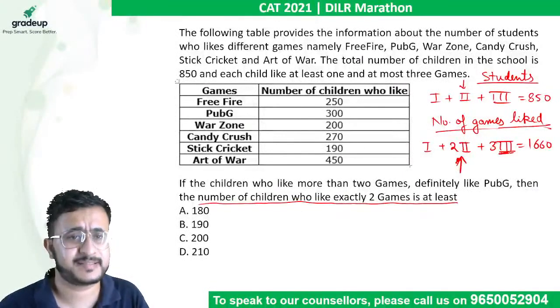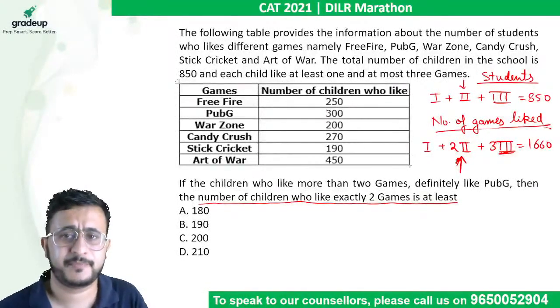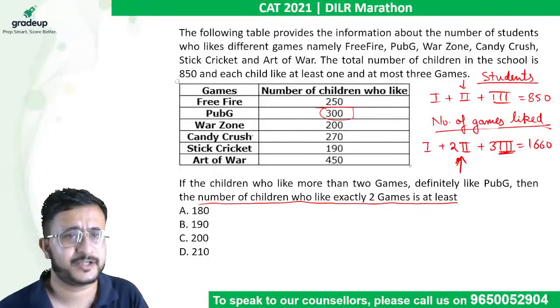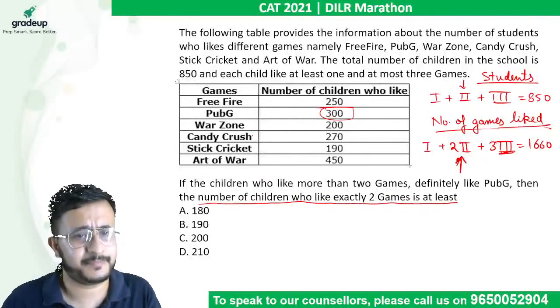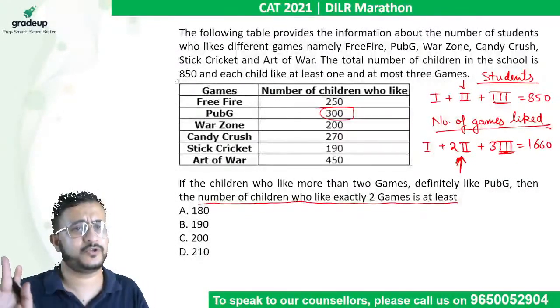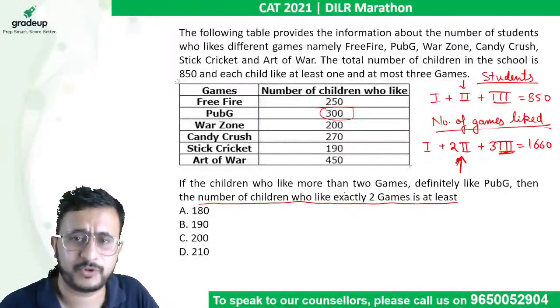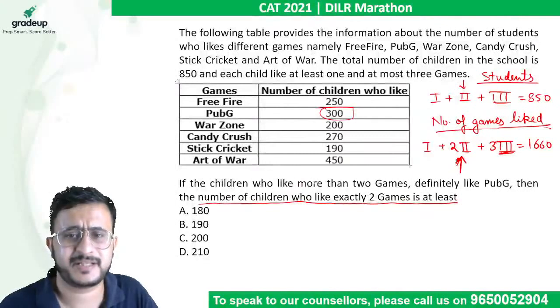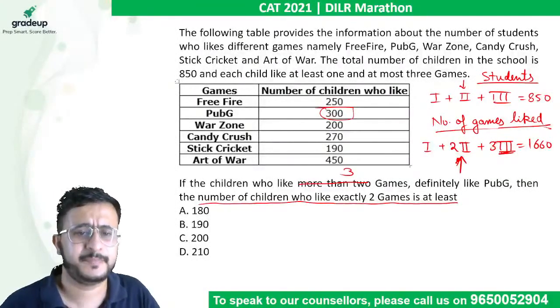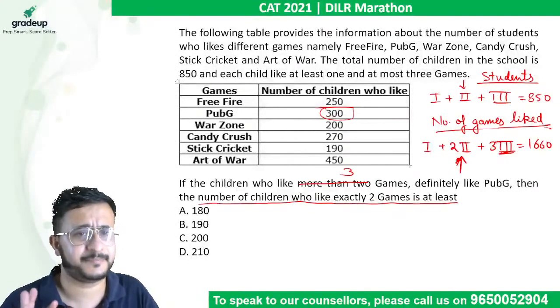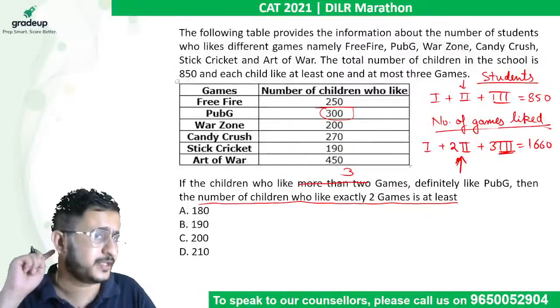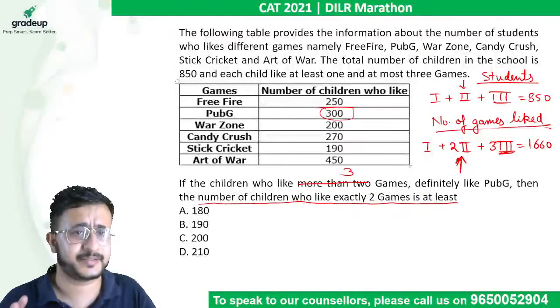Now what can be the maximum number of people? Maximum number of people playing PUBG is 300. So maximum 300 people can play PUBG. ठीक है, maximum 300 लोग PUBG खेल सकते हैं. What it is saying, that people who like more than 2 games, sometimes they write more than 2 games, so just write, don't get confused. People who like 3 games definitely like PUBG. ठीक है, जो 3 गेम खेलते हैं वो PUBG खेलते ही खेलते हैं, right?